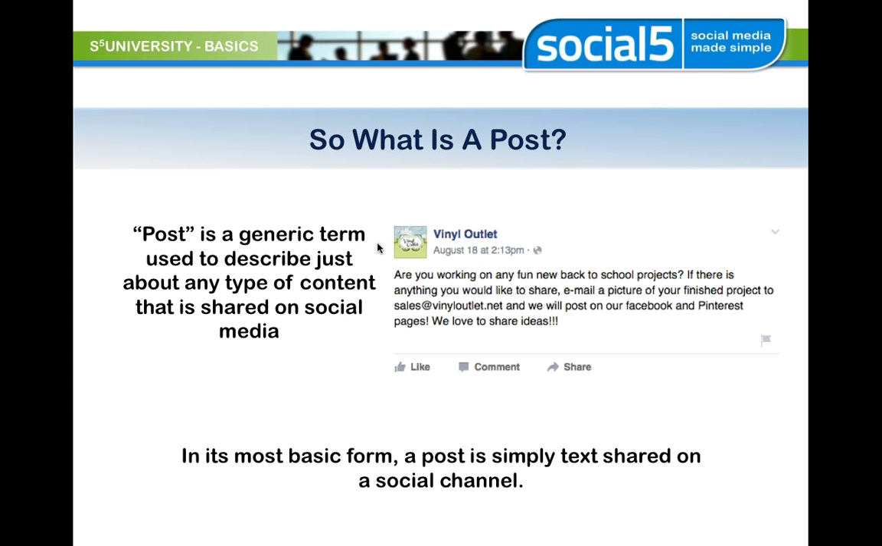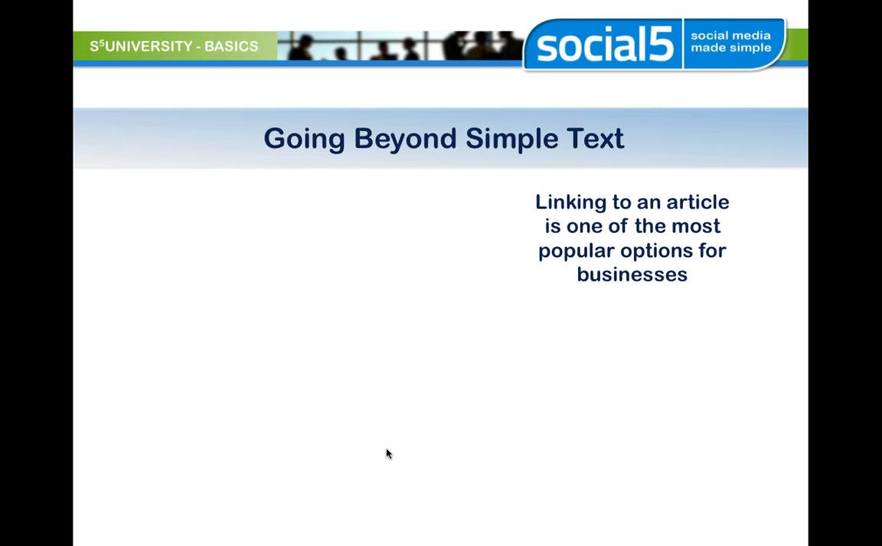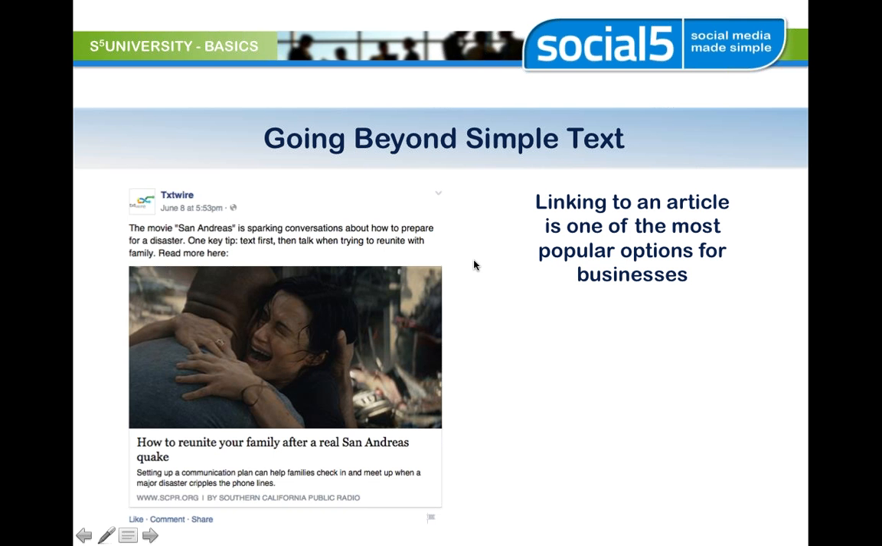So let's delve a little deeper and find out some of the different types of posts and what types of social channels they tend to work best on. First, we're going to talk about going beyond just simple text. It's great to post your status update, but it's always more fun if you can add some dimension to it. So we'll talk about that a little bit. First off, linking to an article is one of the most popular options, especially for businesses. And since you are all using social media for business, that's something we really want to delve deeper into.